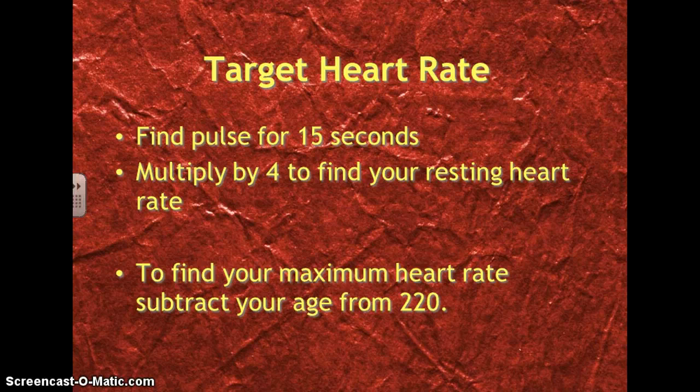So for your target heart rate, what you need to do is find your pulse for about 15 seconds. Then you're going to take that number and multiply it by 4 to find your resting heart rate. Then we can find our maximum heart rate by subtracting our age from 220.